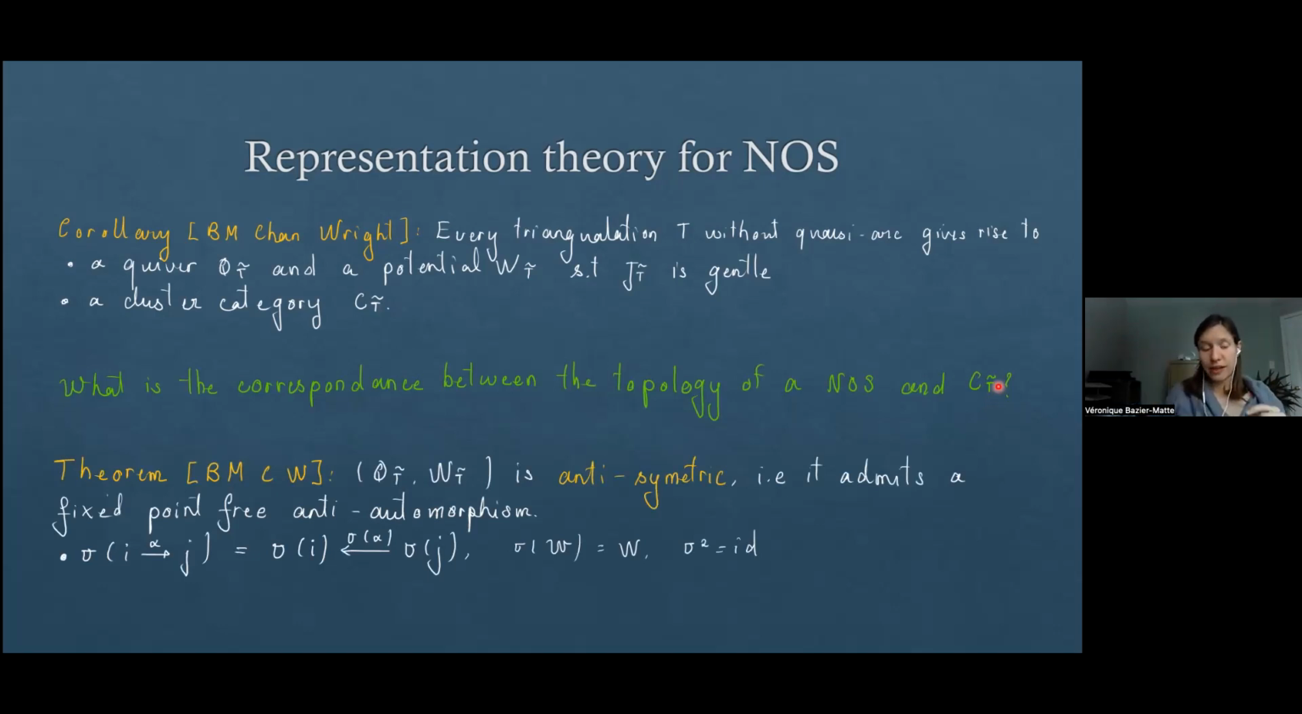And because we take the double cover, we'll have a kind of involution, anti-symmetry, that will appear everywhere. So in particular, we'll have that Q tilde, W tilde is anti-symmetric. It means that it admits a fixed point free anti-automorphism sigma. So sigma applied to an arrow alpha from I to J will give an arrow sigma alpha from sigma J to sigma I. Sigma applied to the potential is a potential, and sigma applied twice is the identity.